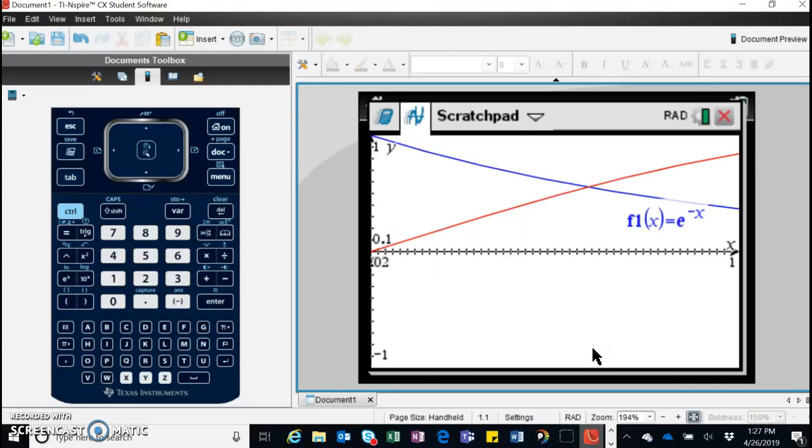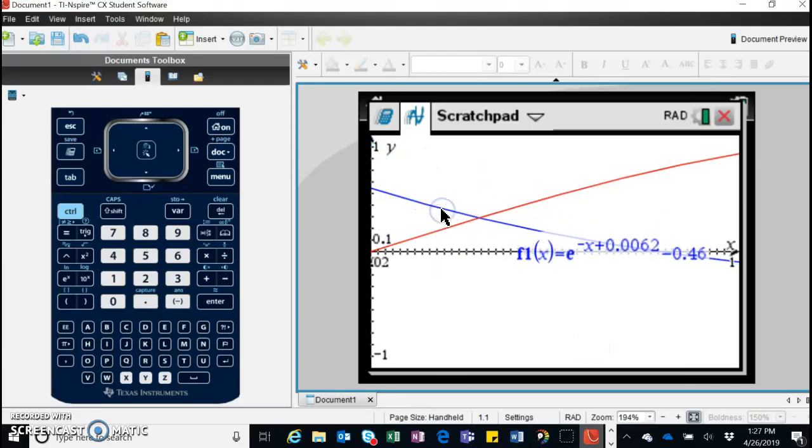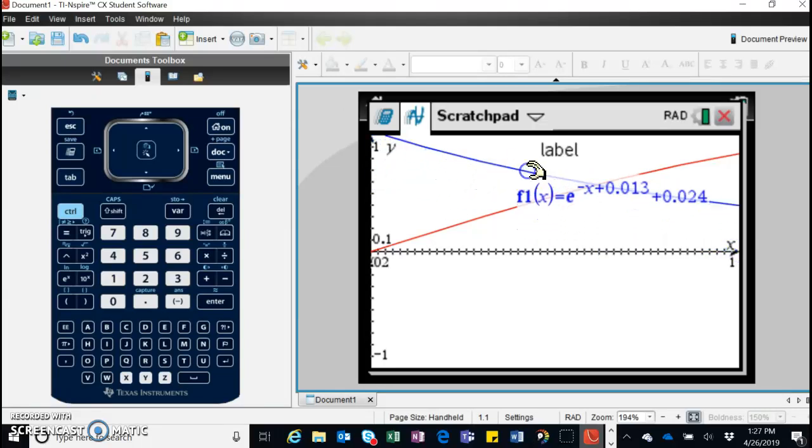But now to visualize what's going on, I'm going to take one slice of this and try and spin it around the x-axis.